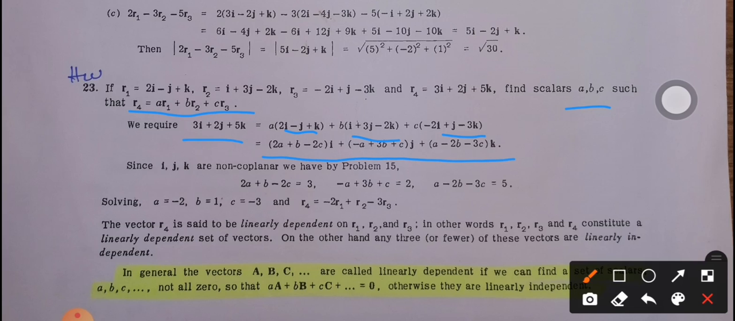Now we know that two vectors are equal if and only if they have the same magnitude as well as the same direction, that is, their corresponding components must be the same. The first component must be equal to the first component of the other side's vector. So this expression must be equal to 3, this must be equal to 2, and this must be equal to 5. Now we can solve these three equations simultaneously to get a equal to -2, b equal to 1 and c equal to -3.